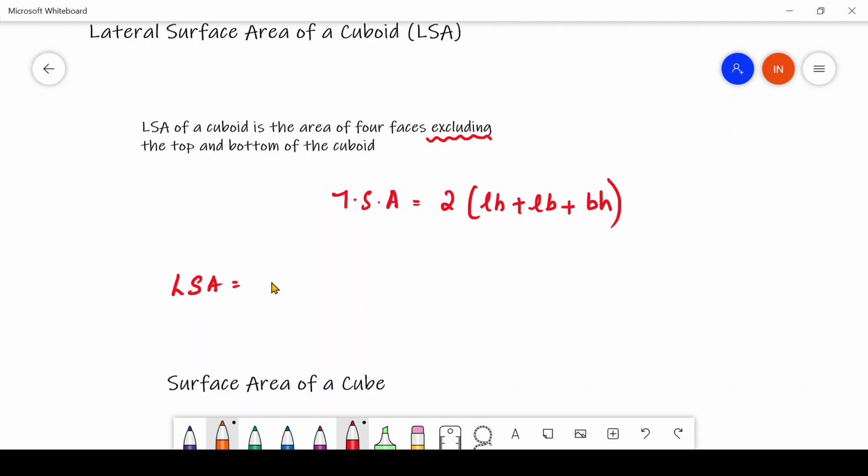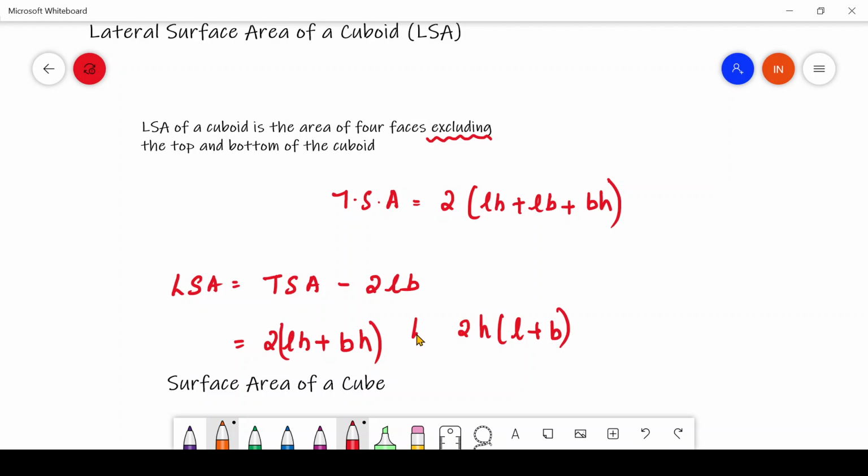LSA is equal to TSA minus 2LB. That is equal to 2LH plus 2BH, right? Very good. So we can write this in the form of 2h into (L plus B), right? LSA, you can write it in the form of 2h into (L plus B) by avoiding 2LB, right? Is it clear, all of you? Very good. So this is how you can find out the LSA.